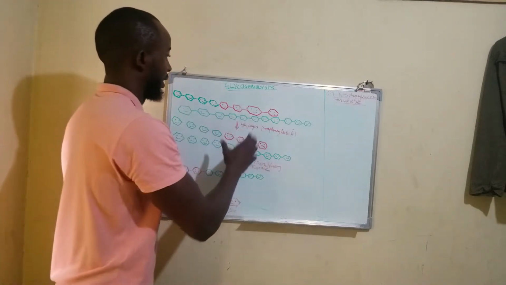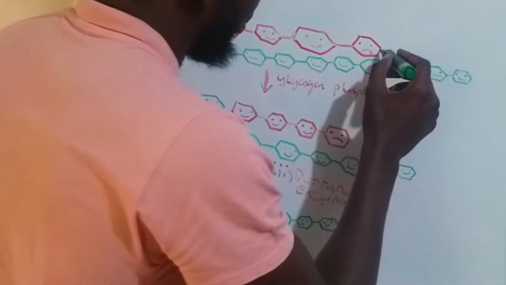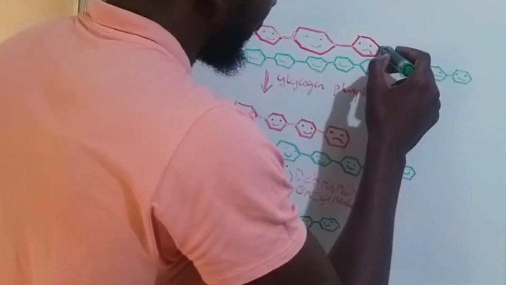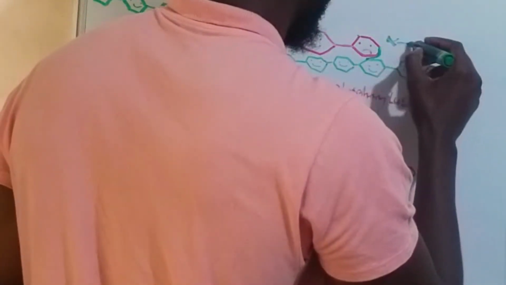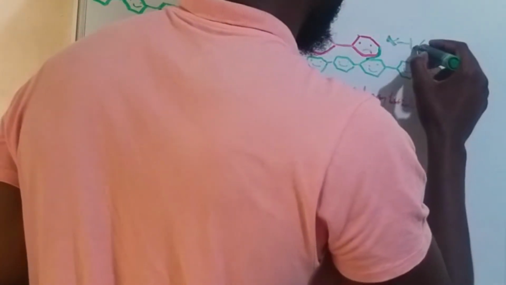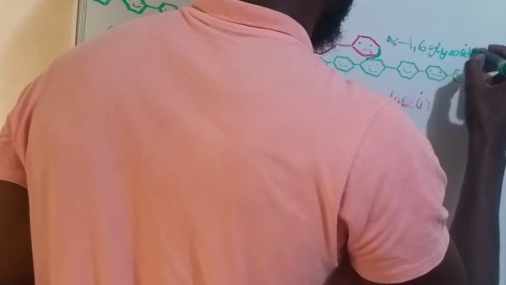This is a glycogen molecule, and again we said this is the reducing end where there's the one carbon, and this is the non-reducing side. And again, if we go back, we said that by the work of the branching enzyme, there will be a bond here, which is the alpha 1 to 6 glycosidic bond.